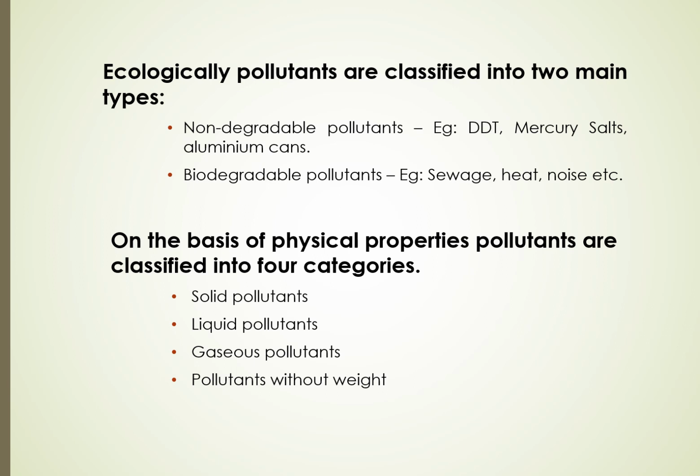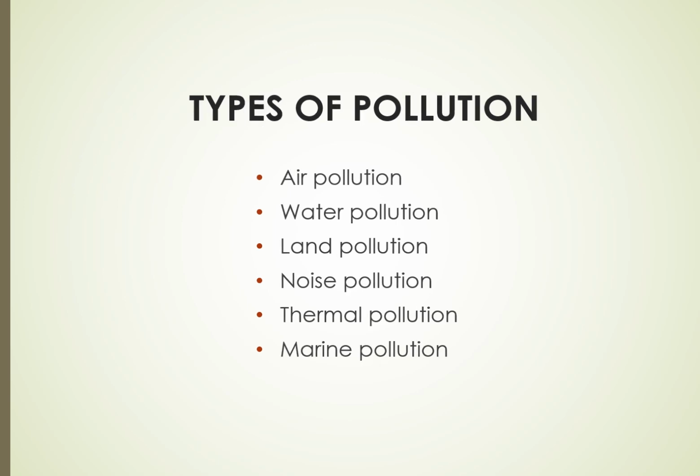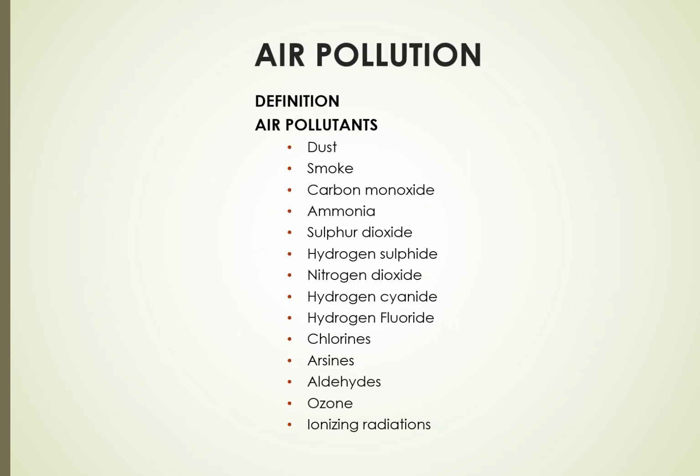On the basis of physical properties, pollutants are classified into four types: solid pollutants, liquid pollutants, gaseous pollutants, and pollutants without weight. Coming to the types of pollution, pollution is classified into the following types: air pollution, water pollution, land pollution, noise pollution, thermal pollution, and marine pollution. First, we will see about air pollution.